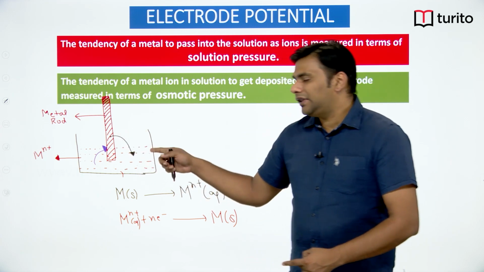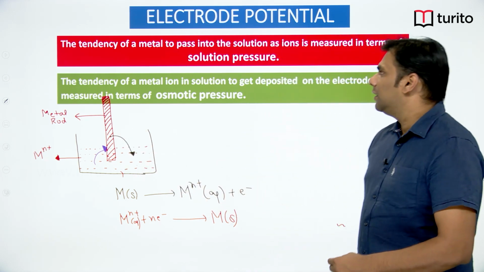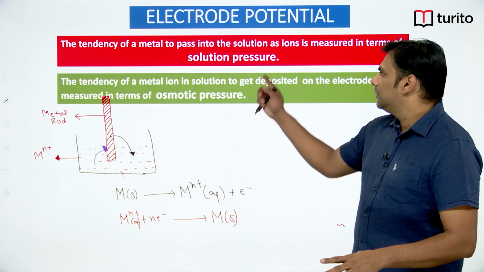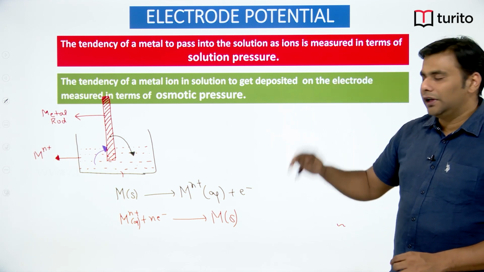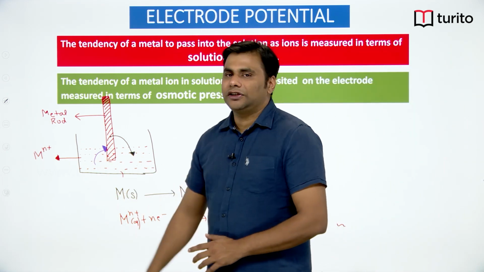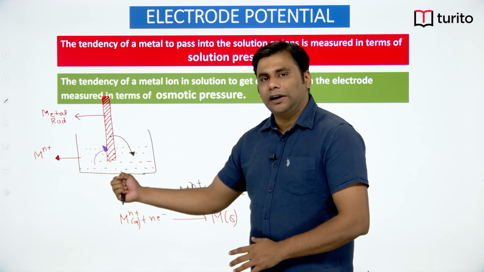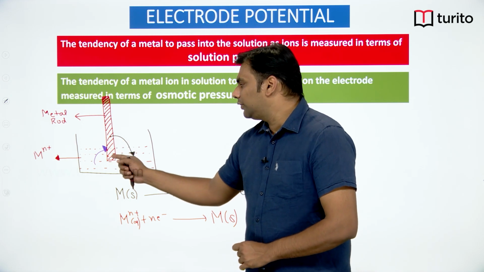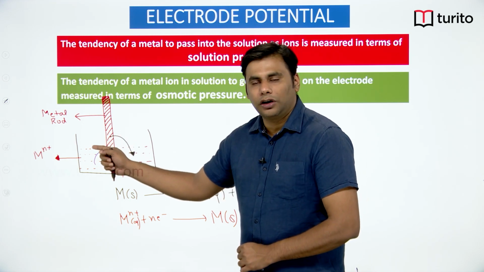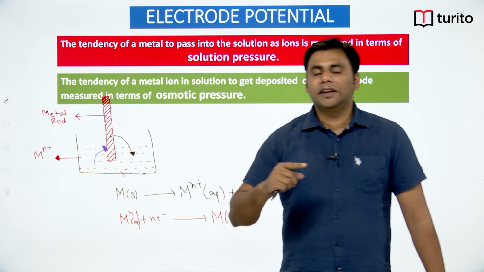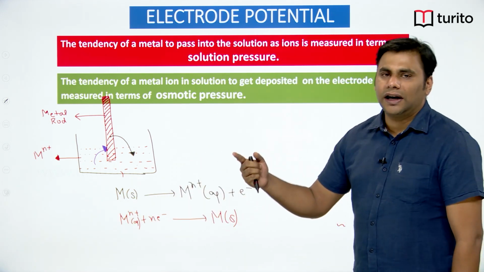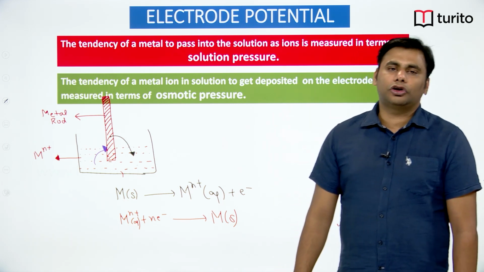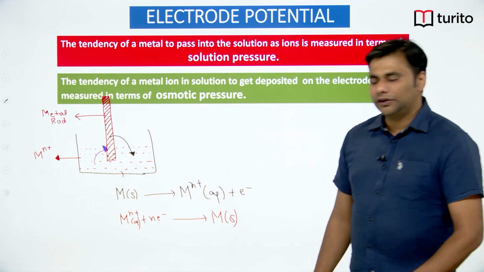This tendency of metal passing into the solution in the form of ion is measured by solution pressure. Hope this is clear to you. Now the metal ion present in the solution has the tendency to gain electrons and get reduced into metal. The metal form can go and deposit at the electrode or the metal rod. So the ions in the solution have the tendency to get deposited at the electrode. This tendency is measured by the osmotic pressure. Hope this is clear to you.